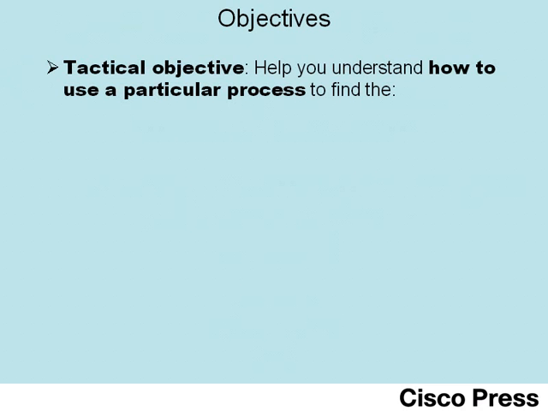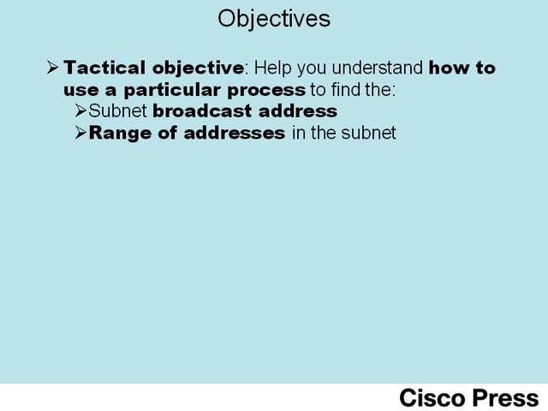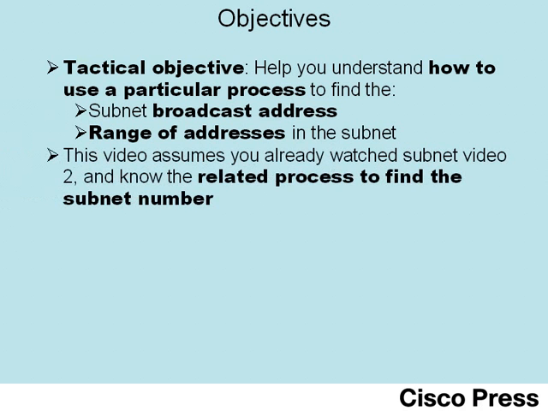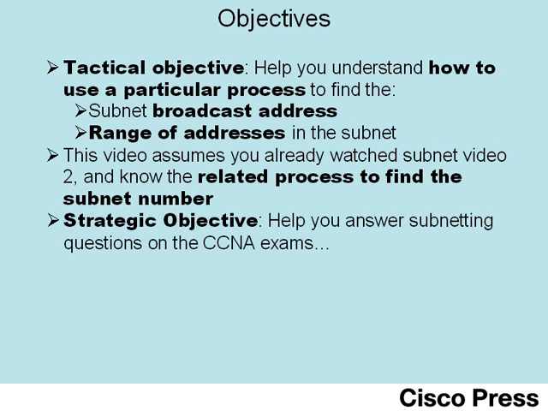The first objective for this video is to examine a particular process for finding both the subnet broadcast address and range of valid addresses. This video picks up the same problem that was begun in subnetting video 2, which showed how to start with an IP address and mask and find the subnet number, with this video now taking that subnet number and finding the subnet broadcast address and range of valid addresses. And as with all these subnetting videos, the strategic objective is to help you prepare for the CCNA exams so you can do subnetting questions quickly and with confidence.